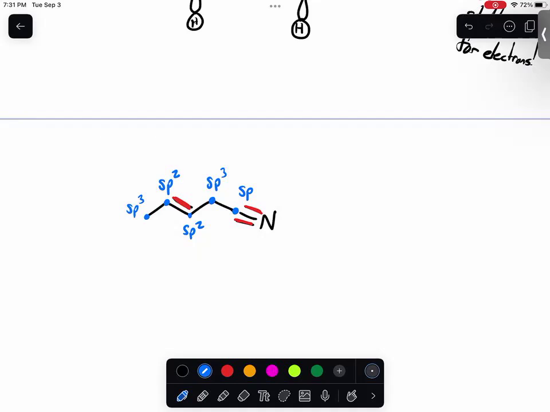Last but not least, the nitrogen on the end. It does have a lone pair sitting here, but that doesn't change anything because as we know, those can also go into sp orbitals. And as a matter of fact, it only needs those two pi bonds for the p orbitals, meaning this is sp hybridized.